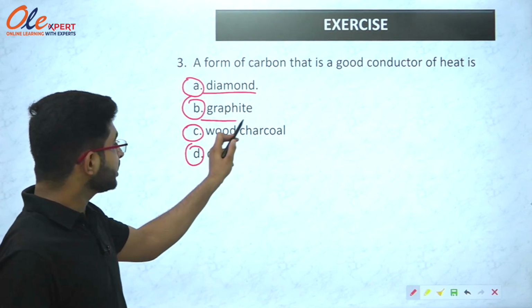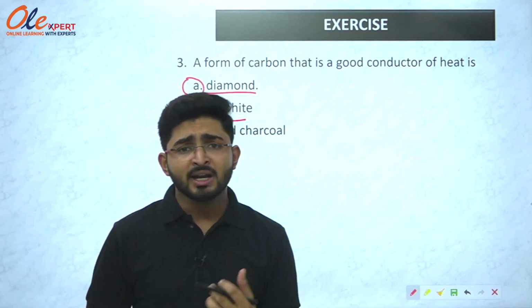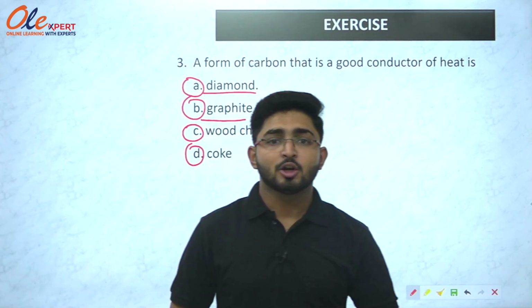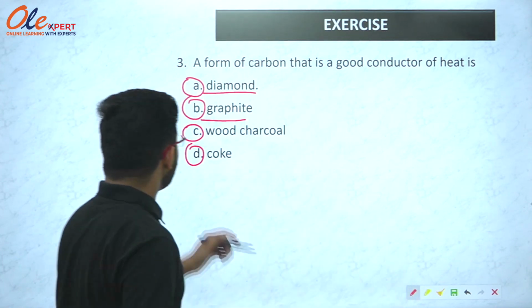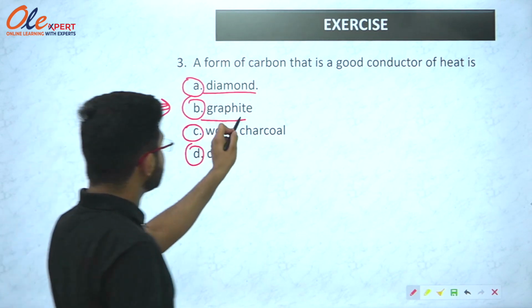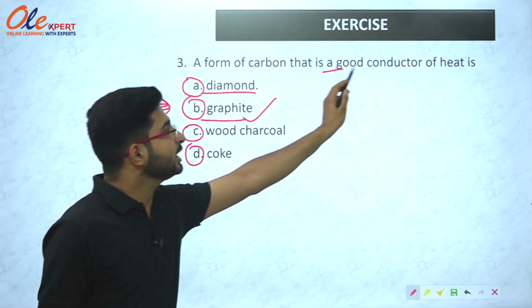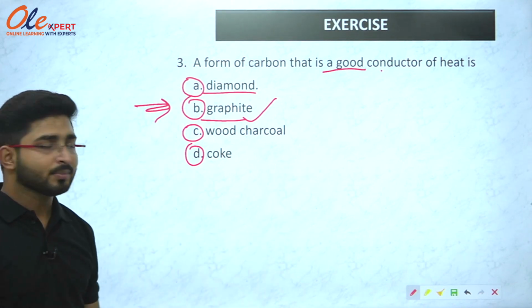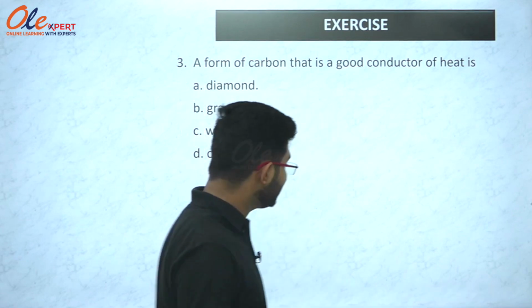But when we talk about graphite, we know that in its structure there is one electron that is left behind to conduct electricity and heat as well. So that is why option B, that is graphite, will be the correct answer for this question, that graphite is a form of carbon that is a good conductor of heat. So this was the correct answer. Now we are going to move to the next question, that is on your screen.